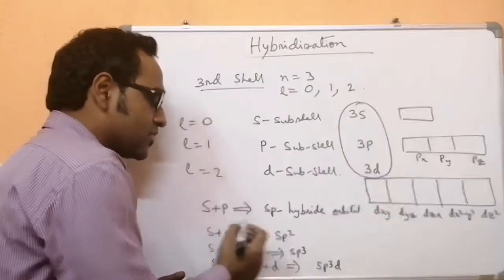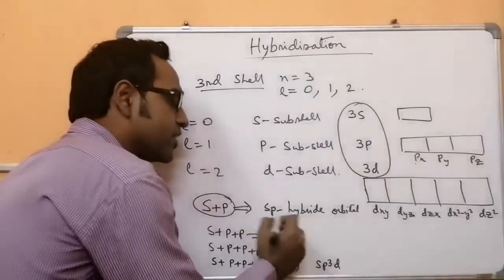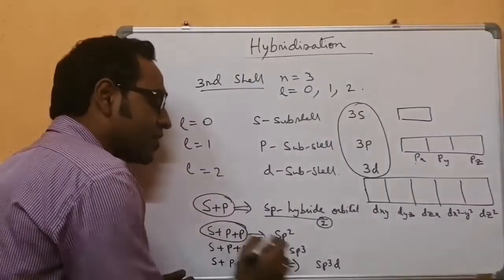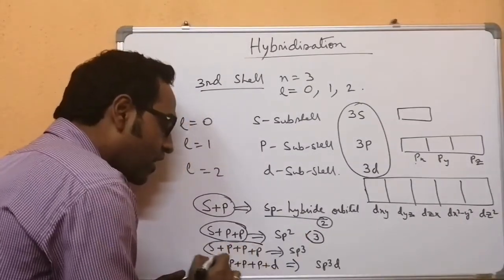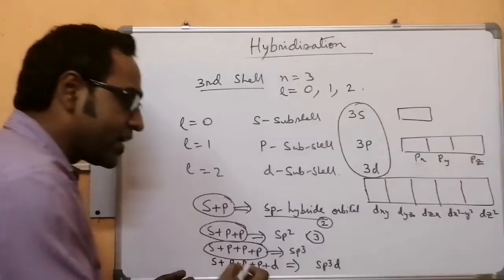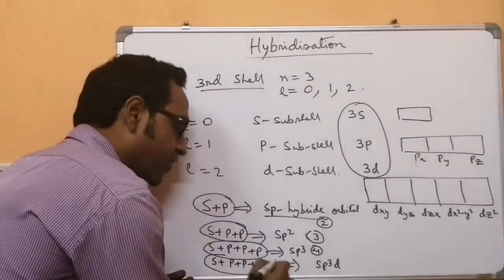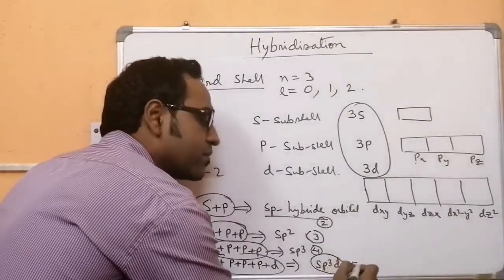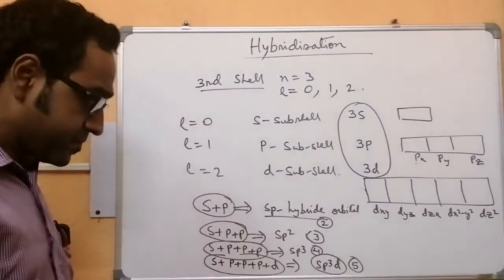In the first case, since only 2 orbitals are combining, you will get 2 hybrid orbitals. Here 3 orbitals are combining, you will get 3 hybrid orbitals. Here 4 orbitals are combining, you will get 4 hybrid orbitals. Here 5 orbitals are combining, so you will get 5 hybrid orbitals.